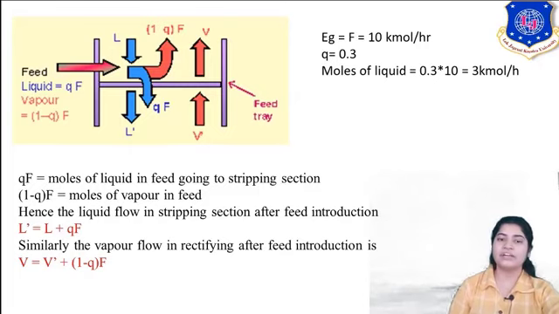Similarly, the vapor flow rate in rectifying section is what? So here we saw 1 minus QF, it is moles of vapor in the feed which goes into the enriching section. So similarly, the vapor flow rate in enriching section after feed introduction is what? V is the vapor flow rate in enriching section. So V bar is coming from down. Hence V is equal to V bar, that is vapor flow rate in stripping section, plus vapor which is present in feed. So that way you can relate V is equal to V bar plus 1 minus Q into F, where 1 minus Q into F is moles of vapor in the feed.